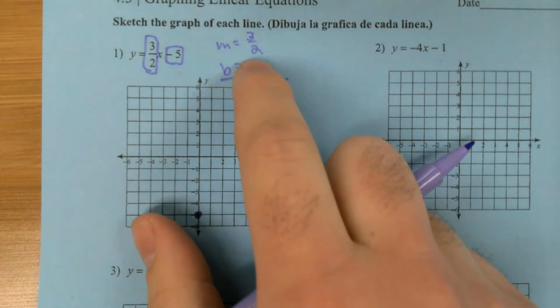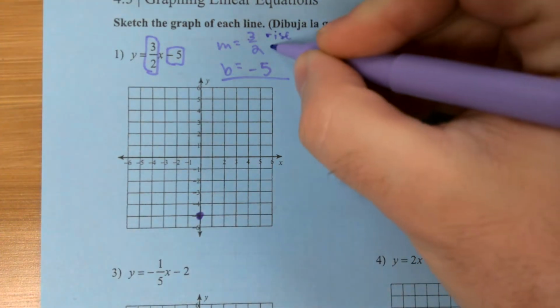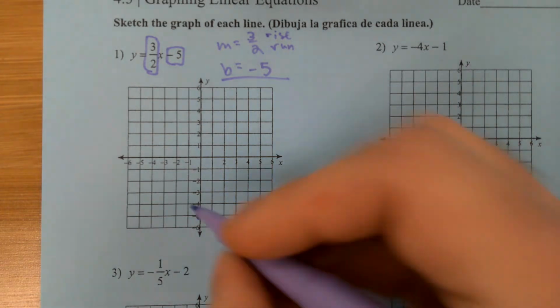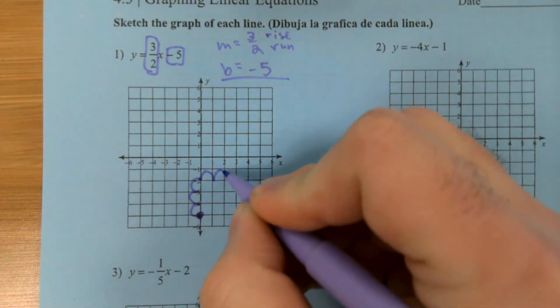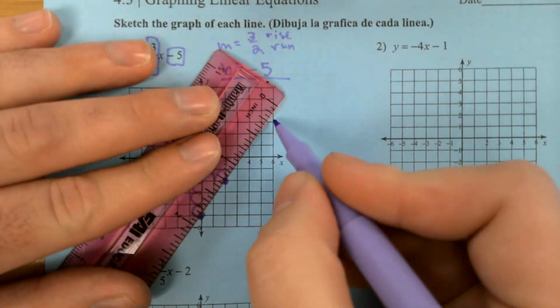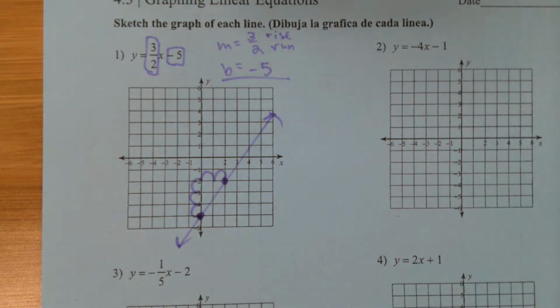Then we're going to use our slope here to determine where we're going to go next. We're going to rise 3 units, and we're going to run 2 units. So we're going to rise up and run to the right because they're both positive. 1, 2, 3, 1, 2, make a point. And your line should look something like this, right? Questions on number 1? Okay.